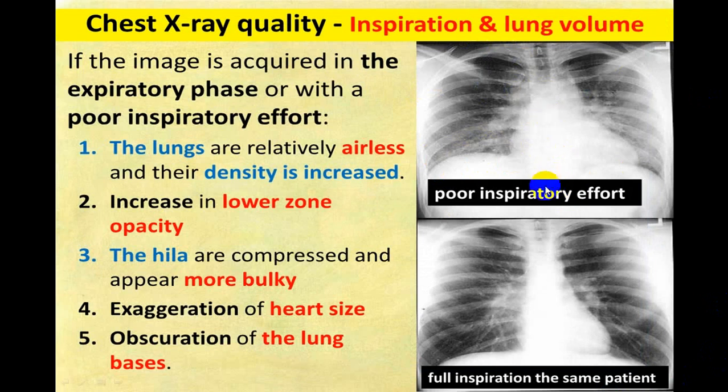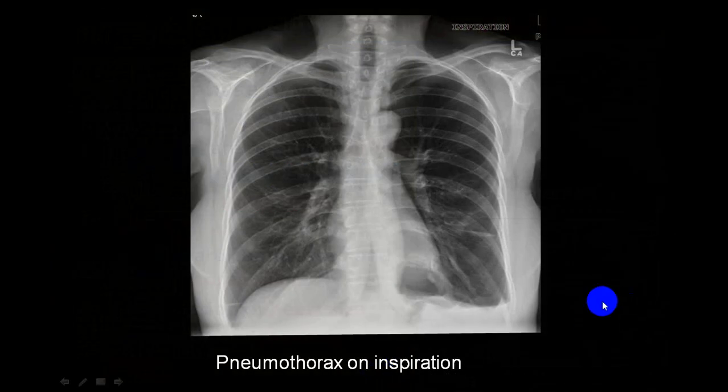So this is poor quality inspiratory effort. This is a full inspiratory effort. You can see right till 9th or 10th. So that will give you a better idea regarding lung and what we call heart size. See here, marking is good. You can see the ribs. If you look at the posterior, almost 10th rib is seen. So this is a very good quality, very good quality.